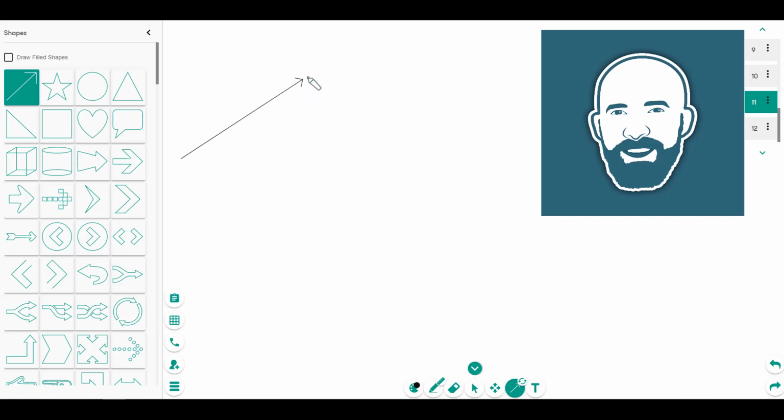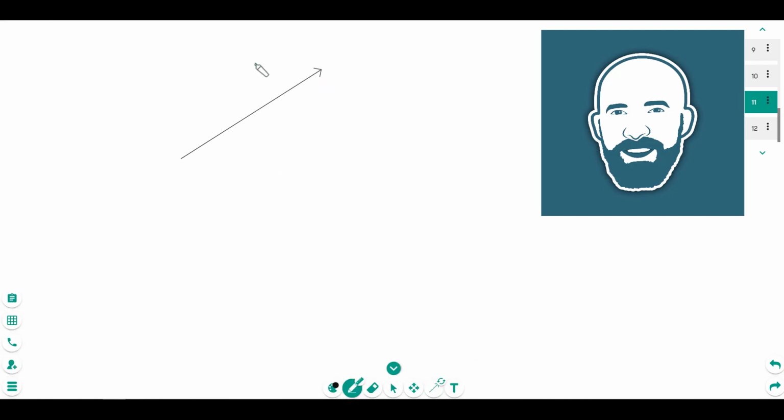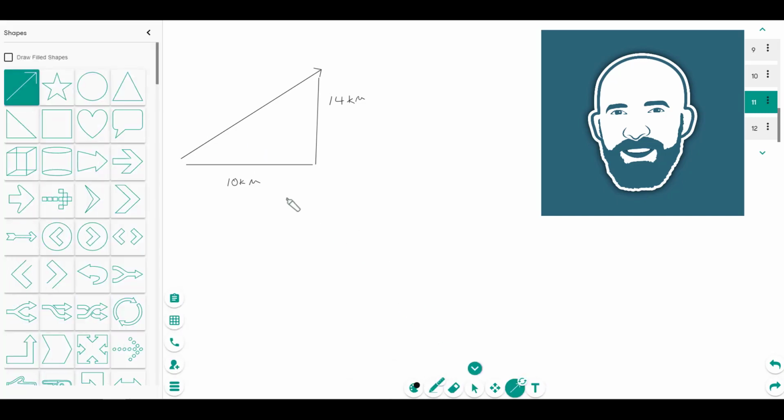Okay, so this one I think is quite straightforward. This one will be no trouble at all. We could do something from physics here, or perhaps a bit of Pythagoras. We've got 10 kilometers here and 14 over here, something like that. Can we use Pythagoras to work out what the hypotenuse is here? Okay, so the first one makes a lot of sense. That arrow makes complete sense. Let's have a look at the next one.